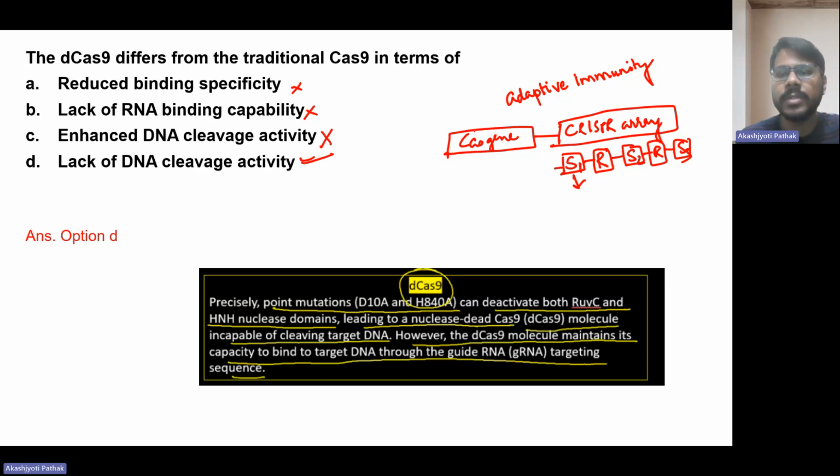So this spacer sequence is complementary to the target DNA sequence which has to be cleaved.